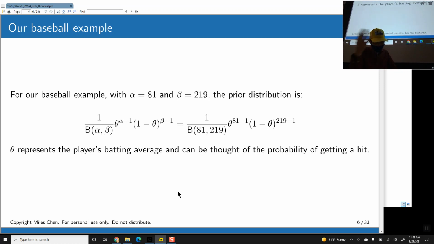So by using the parameters alpha equal to 81 and beta equal to 219, we'll plug those into our PDF. The PDF is going to be equal to 1 over the beta function of 81 and 219, times theta raised to the 81 minus 1, times 1 minus theta raised to the 219 minus 1. Okay? And so here, theta represents the player's batting average. And again, this is what we're trying to figure out: what is the player's batting average? What proportion of at-bats will result in a hit?